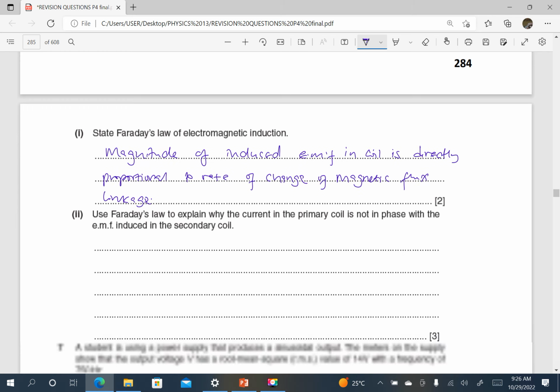Use Faraday's law to explain why the current in the primary coil is not in phase with the EMF across the secondary. We have explained this. We have said the magnetic flux in the core is in phase and proportional to the current in the primary, or the EMF in the primary. And this links with the secondary, and by Faraday's law, an EMF is going to be induced in the secondary because the secondary coil cuts the magnetic flux. However, the induced EMF depends on the rate of change of magnetic flux, so they cannot be in phase.